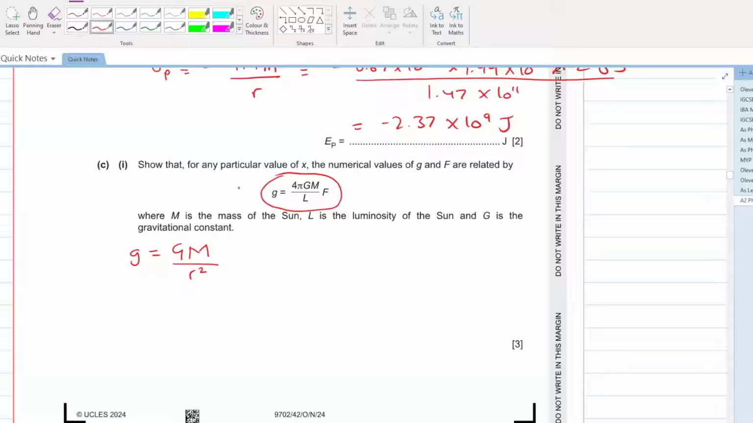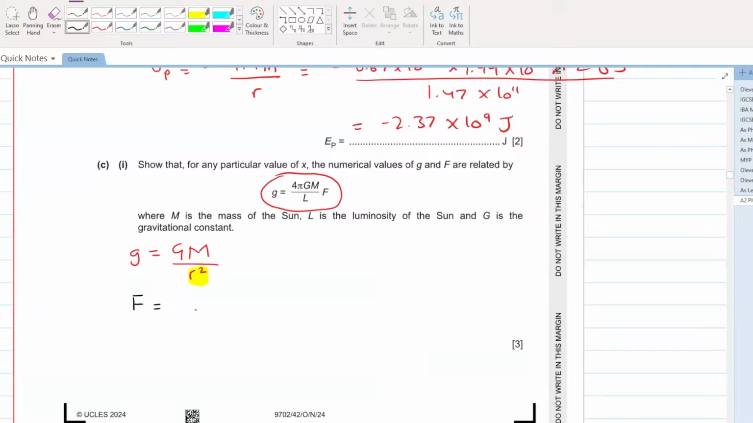What is the one thing that smart students or A-star students will realize immediately? In the final answer, you have no terms of r, or no terms of radius. That means you need to substitute this value of r. How will you do that?